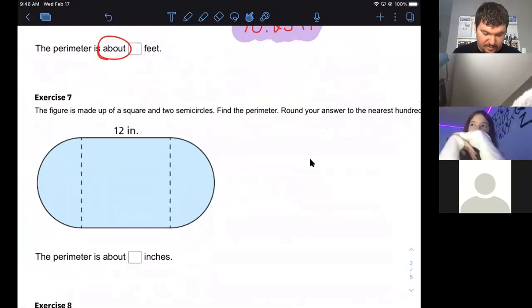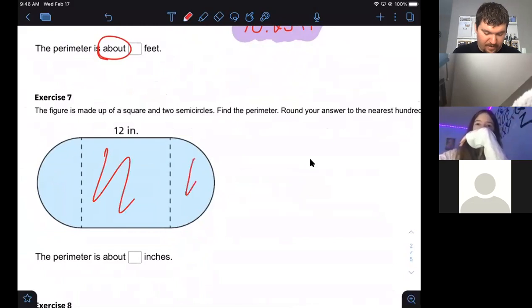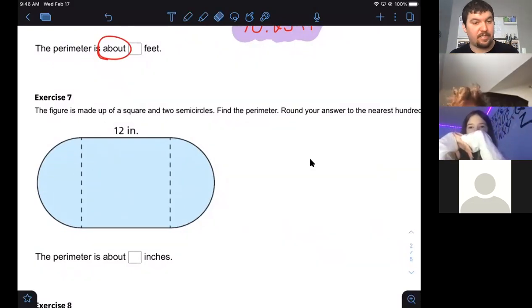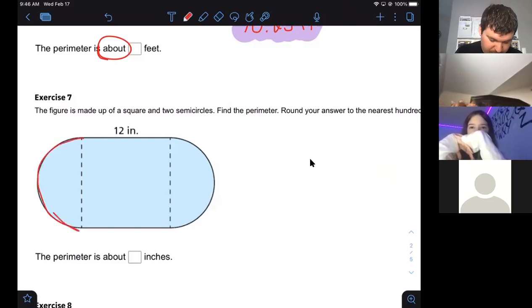I'm not thinking, okay, this is a square and I'm going to find all the space inside. That's tomorrow's lesson. That's tomorrow's practice quiz, I should say. We've already done the lesson. We're finding the distance around the shape. So I'm going to highlight the sides, not the spaces inside. Okay, so we have 2 semicircles, it says.